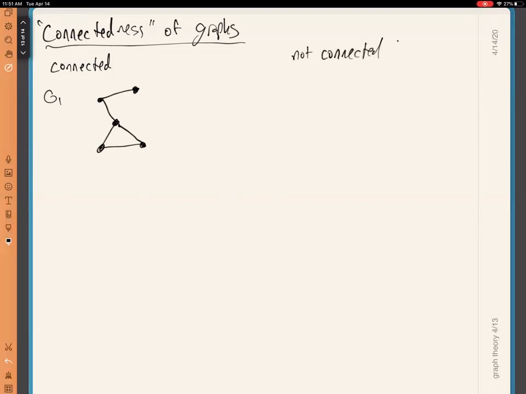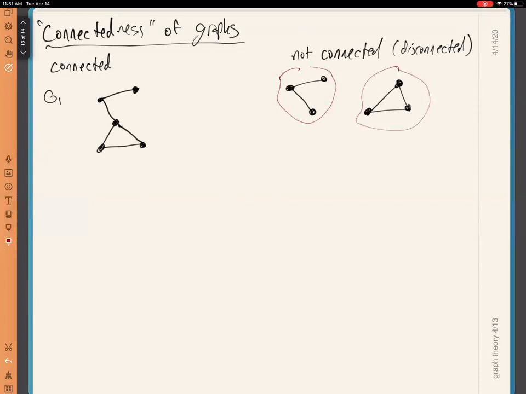Or, well, another way to say this would be disconnected. Well, if the graph is broken into two pieces, right? So maybe there's one piece that looks like this, and then maybe another piece that looks like this. Okay. So this is a disconnected graph. And so one thing to point out is that, if it's disconnected, you can always separate it into two different graphs which have no interaction among themselves. Right?